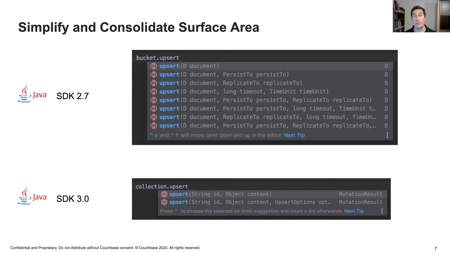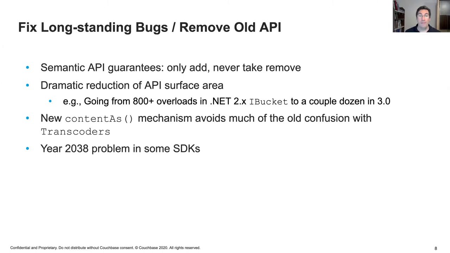Also, we are fixing long-standing bugs and removing old API. Because we are following semantic versioning, we can't just remove stuff. We can only deprecate it and add it, but we can never remove it. So with SDK 3, we can take the opportunity to clean it up there as well. As with Java, for example, in .NET, we went from 800 plus overloads to just a couple dozen. So that's a big deal.